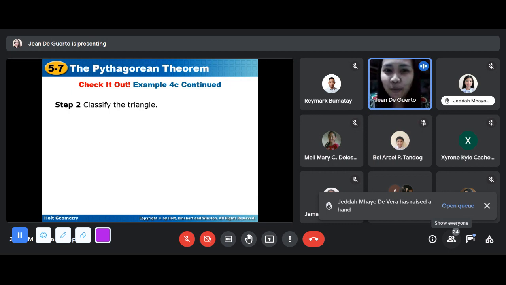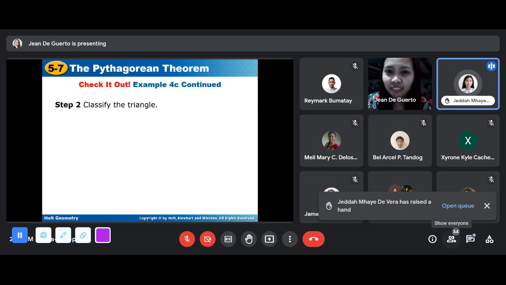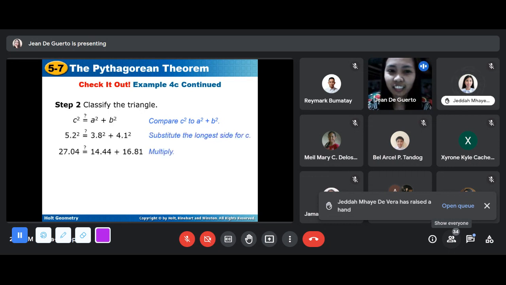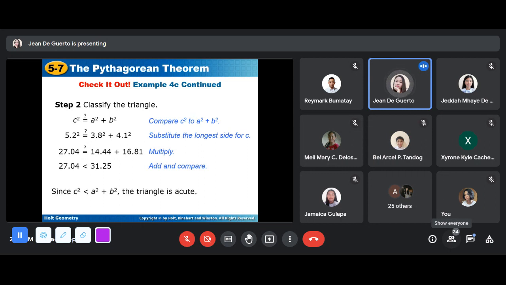Okay na, may sagot na, Jeddah. Ma'am, the triangle is acute because 27.04 is less than 31.25. Okay. Tama yung binigay niya na answer. 27.04 is less than 31.25. So therefore, the triangle is acute.